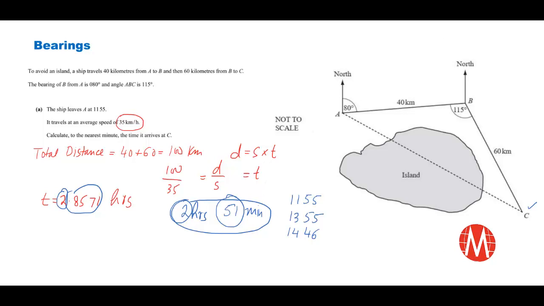Therefore the ship will arrive at C at 14:46. This is the 24-hour clock. In the 12-hour clock it is 2:46 p.m. So this is the arrival time at C.